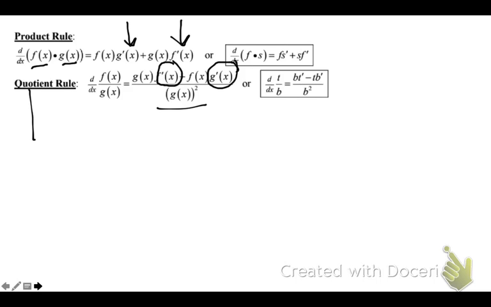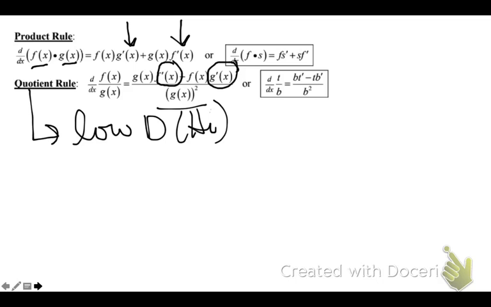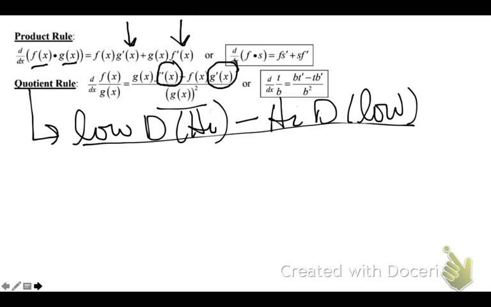So for the quotient rule, we say low D high minus high D low divided by low squared. So low D high less high D low divided by low squared.